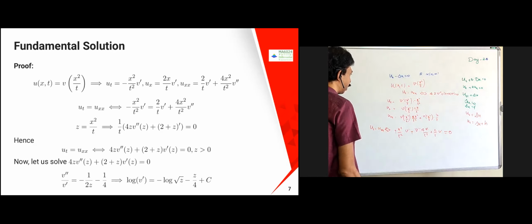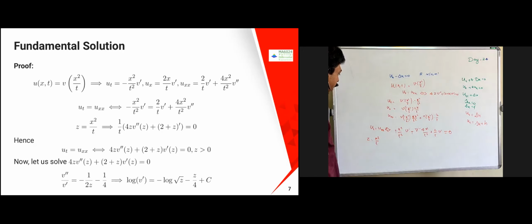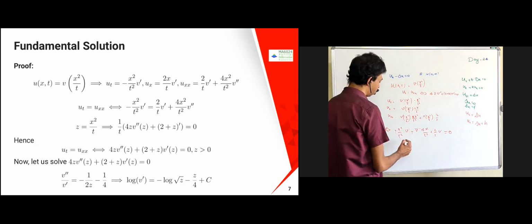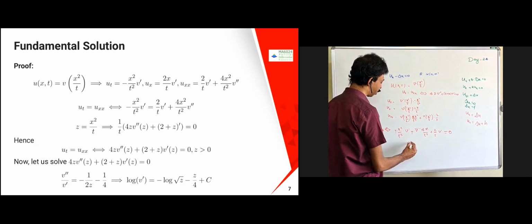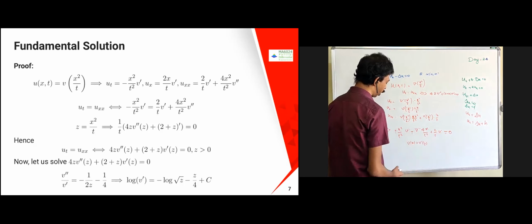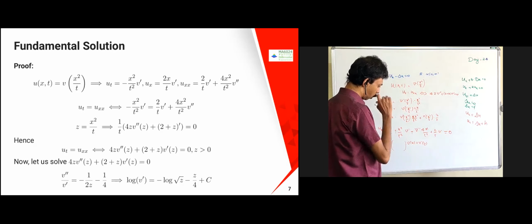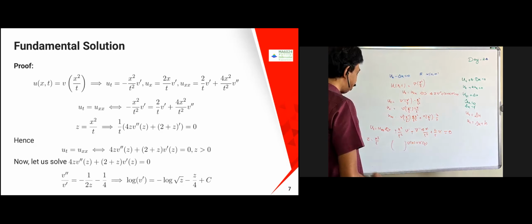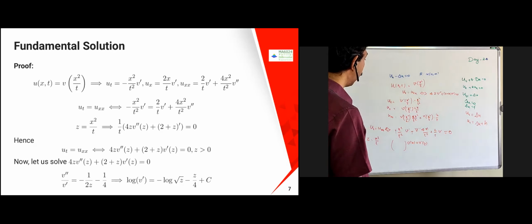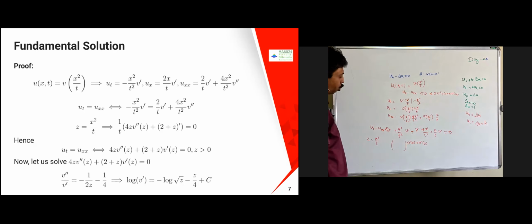So suppose you take z equal to x squared by t. If you take z equal to x squared by t, then what you are going to get here is v dash of z, and here v double dash of z is going to come. I'm just going to combine these two together, so something is going to come over here plus 4 into something. Here z equals x squared by t, I'm just going to use the change of variable.